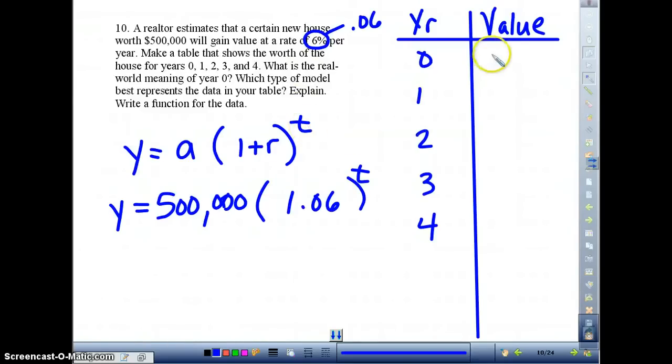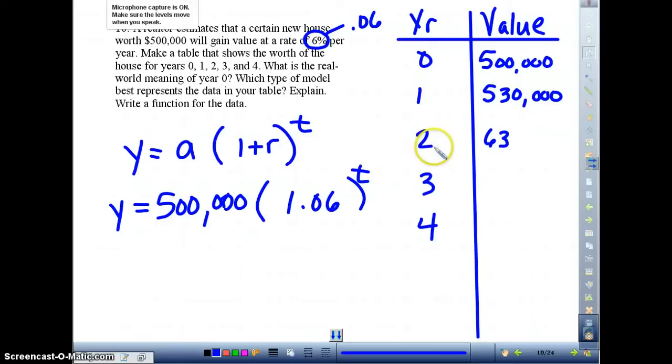All right, what'd you get? I want you to do this. If you don't have a graphing calculator at home, you can use that online graphing calculator and check out what table it makes. After 1 year, the value of the house is... After 2 years?